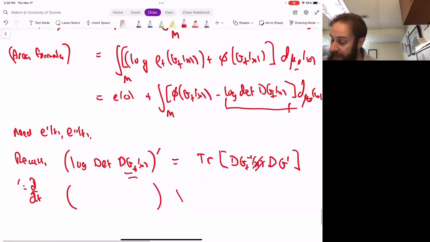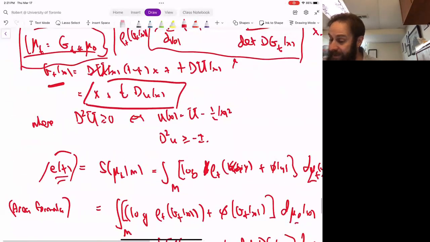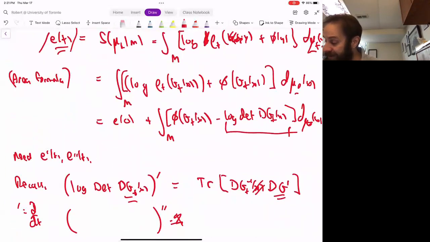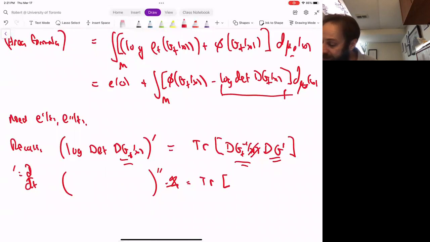And if I try to differentiate again, then I just apply the product rule. But g was linear in t, and so one derivative of it becomes constant in t. If I hit it with another derivative, I get zero. And so when I take a second derivative here, I only have to differentiate this term with respect to t. I'm going to get something called minus trace of dg_t to the minus two, times dg prime squared. And actually, if you do it in detail, you find that it's minus one, all of this squared.